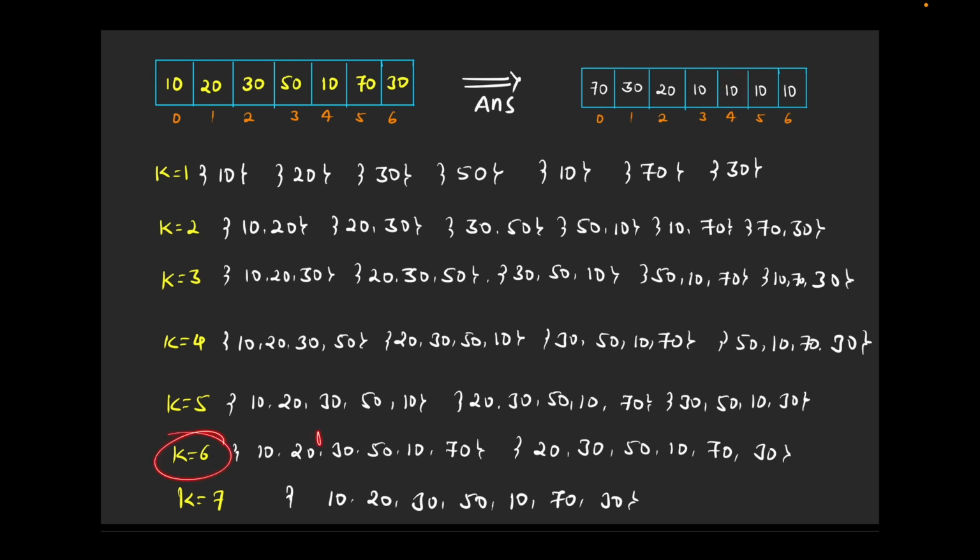Similarly for the next size, the minimum is 10, the minimum is 10, and the maximum of 10, 10, 10 is 10 itself. So the answer is 10. And for this one, which one is the minimum? 10, and the maximum is 10 itself. So the answer is 10, right? Now I hope you clearly understood the meaning of this question.